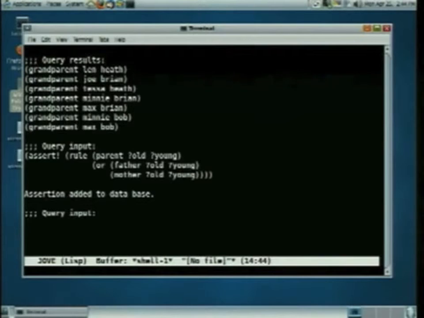You can ask, you know, is somebody my cousin once removed? And all those things that you never remember what they mean. But the database could figure it out. So this is a database-y use of the query system.